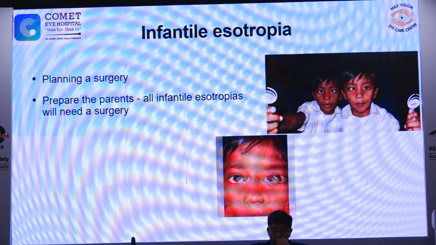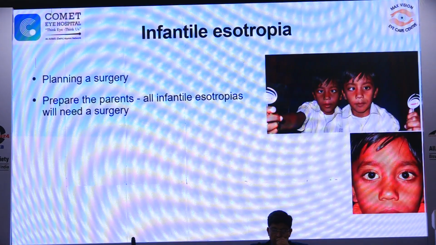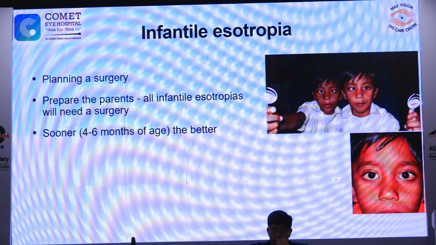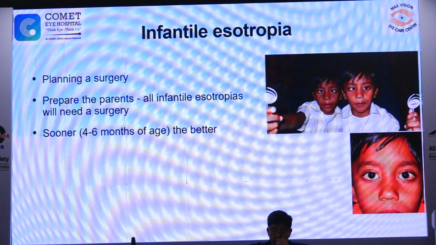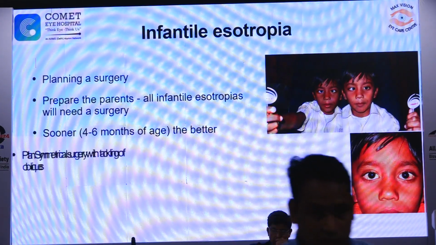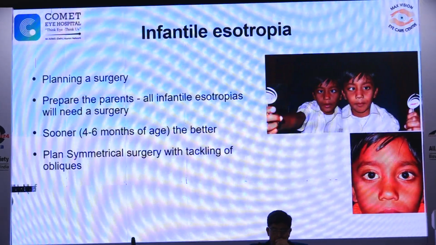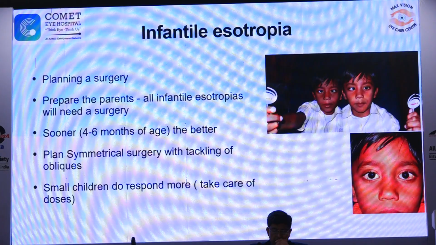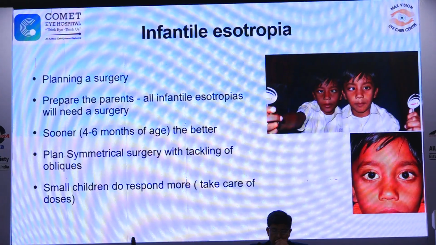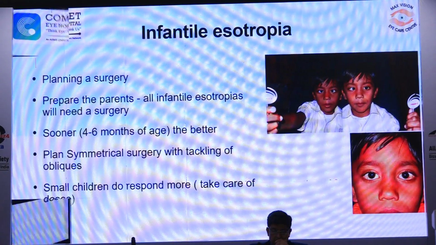So counsel the patients that almost all infantile esotropes would need a surgery, and the sooner the better. There's a controversy about operating a little less than 4 months of age, but if you do it earlier, they develop some amount of binocularity and limited stereopsis also. Plan symmetrical surgery, and tackle the obliques also if they are present. And do remember that small children tend to respond more as compared to adults, so adjust your dosage accordingly.